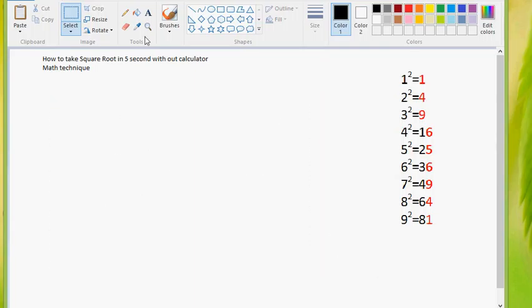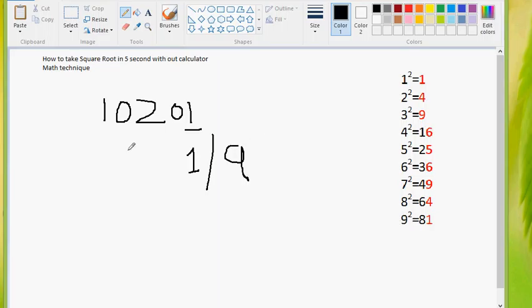Now check another one. Suppose I have a bigger number, 10201. So you have to see the right one in this table. 1 into 1 contains 1, means 1 multiplied by 1 is equal to 1, so you have to pick 1 and 9 here. You have to see the right number. 9 into 9 is equal to 81, so you can pick the 9. Now you can cut it.